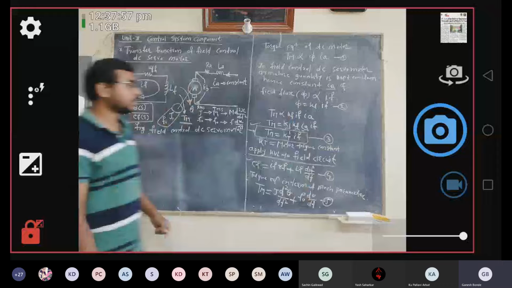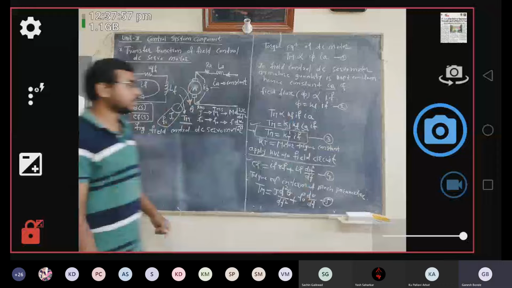Take the Laplace transform of equations 3, 4 and 5. Take down the Laplace transform of these three equations. What are we getting? Em is equal to Kt dash into I f of s. This is equation number 6.